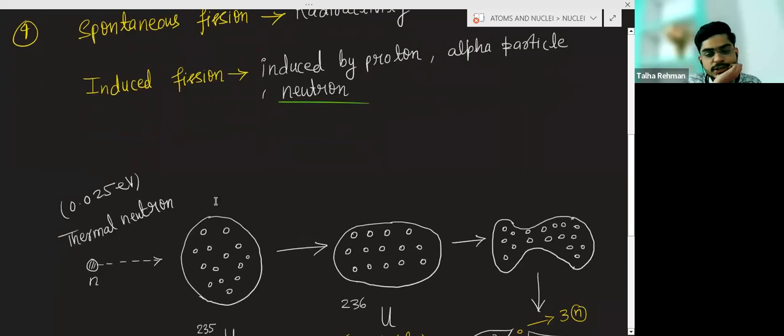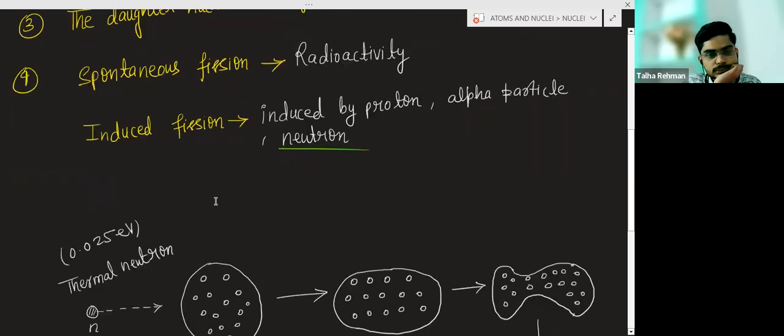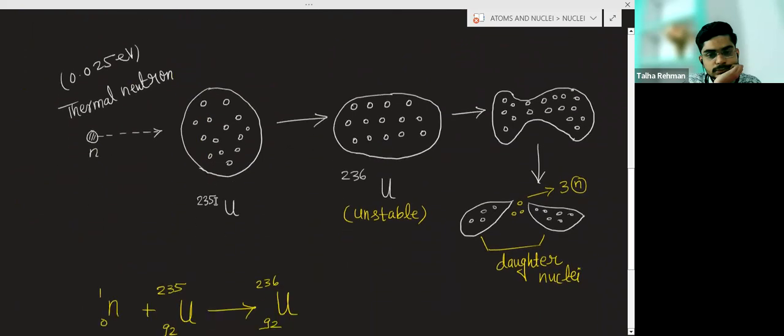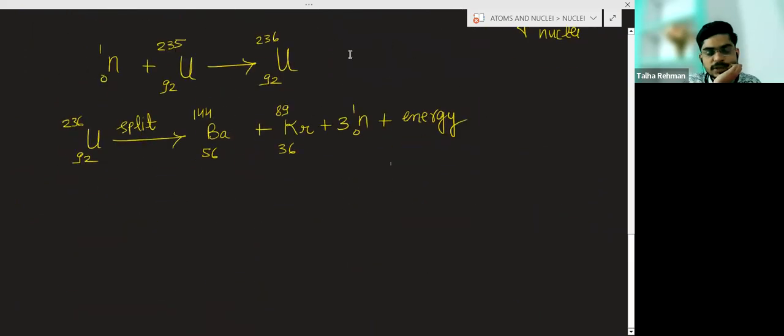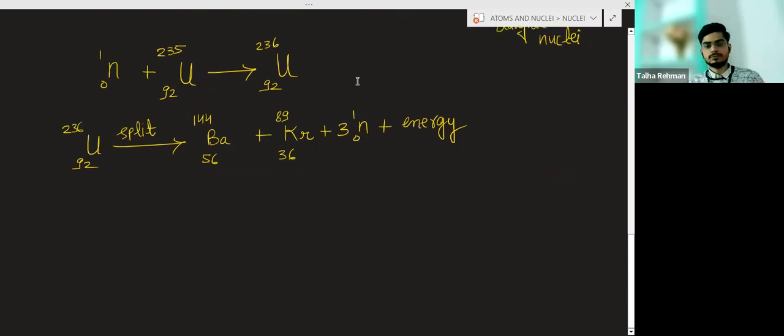Understanding what is nuclear fission? Then we will move to the next topic, energy in nuclear fission.